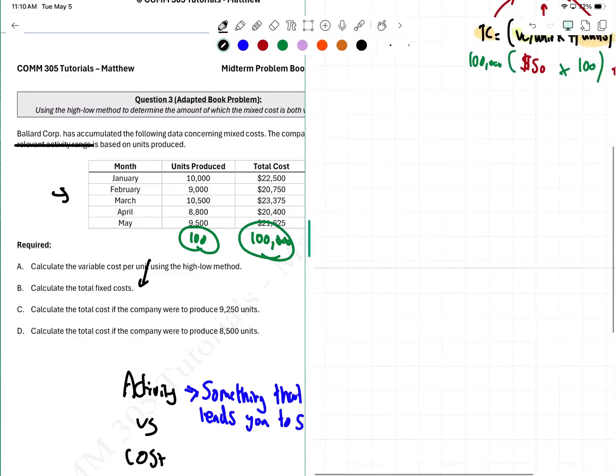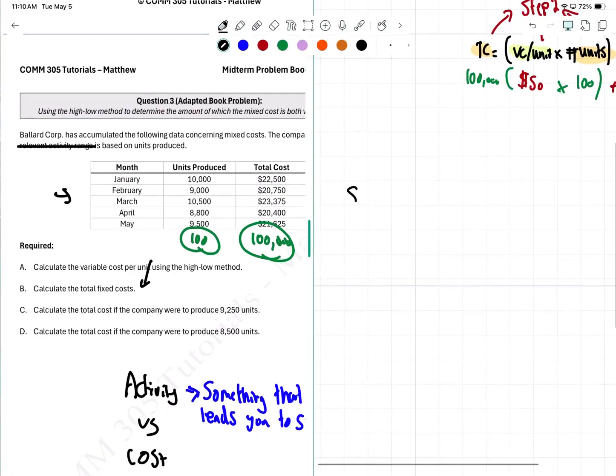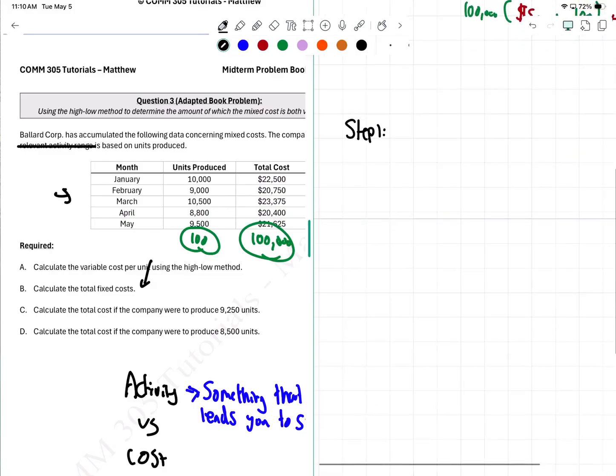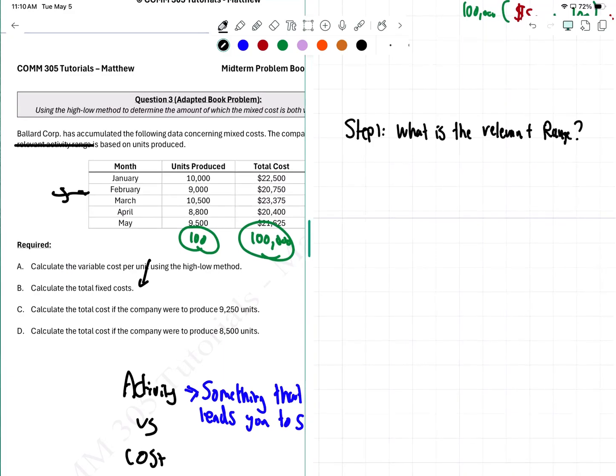Now, let's get into this question with all the steps. For high-low method questions, it's always the same steps. Your step 1, it's going to sound kind of dumb, but it's literally the first thing you should do: you need to point out what the relevant range is. Because that's the only hard part in the high-low method. You literally just have to figure out which points in this data set to use.